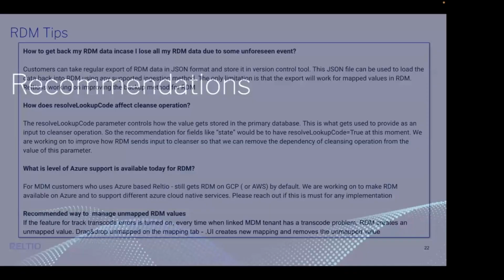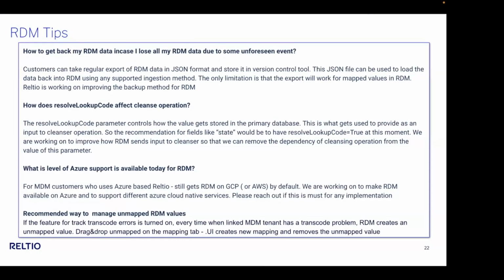Quickly, some of the recommendations. How do I get back my RDM data in case I lost it? Another thing about RDM that I'd say will be fixed pretty soon: the backup that we have is a manual backup. It's not automated, and we are improving it in terms of hardening the platform. But from a customer side, what we can do is take an export of RDM data in JSON format and store it in a version control tool. This JSON file can then be used to load the data back, and you can basically go back to any version through any supported ingestion method.